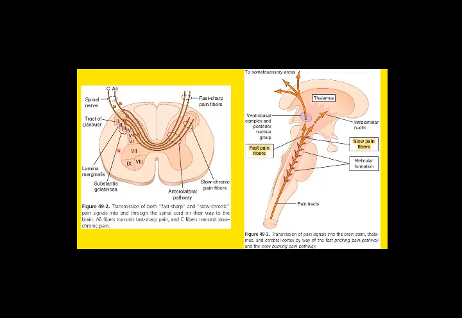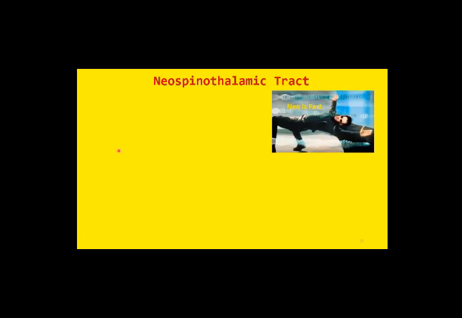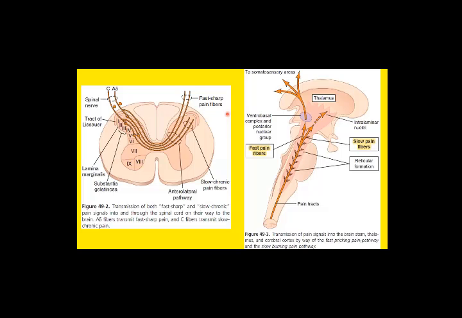We will not go into the details of transmission of temperature sensation today. We will focus on the transmission of fast pain and slow pain. For fast pain, the pathway is the neospinothalamic tract. You can remember by the character of neo: neo is fast. So you can see the type of fibers for fast pain are different: A delta fibers for fast pain.